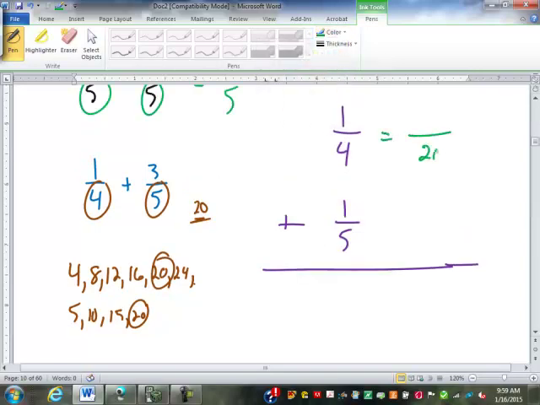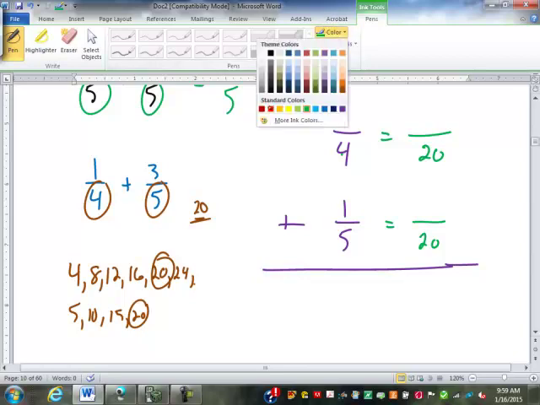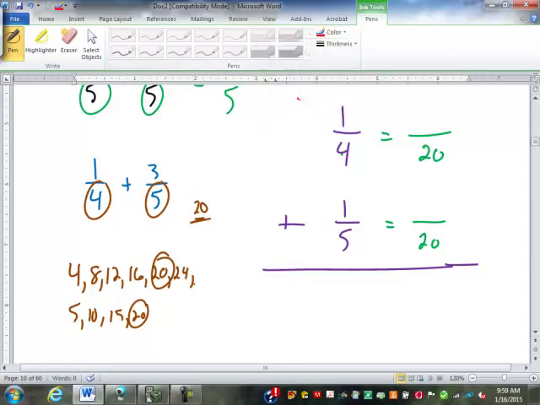So we're going to change these into 20ths. To change the 4 into 20, we didn't go over renaming fractions. We're assuming you guys can do that. The only way you can rename a fraction is to multiply or divide the numerator and denominator by the same number. So to change a 4 into a 20, I have to multiply it by 5. So I have to do the same thing to the numerator. 1 times 5 is 5. 1/4 and 5/20 are the same thing. They just look different.